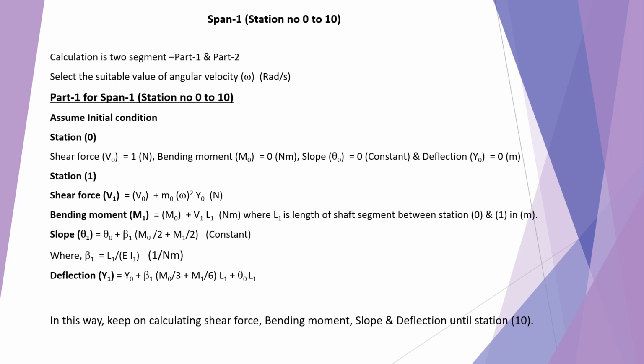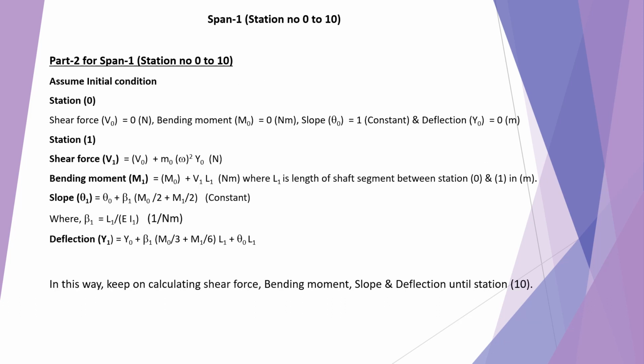At station 1, the shear force V1 is equal to V0 plus M0 omega square into Y0. Bending moment M1 is equal to M0 plus V1 L1. Slope theta 1 is equal to theta 0 plus beta 1 into bracket start M0 by 2 plus M1 by 2 bracket close, where beta 1 is equal to L1 upon EI1. Deflection y1 is equal to y0 plus beta 1 into bracket start M0 by 3 plus M1 by 6 bracket close into L1 plus theta 0 L1. In this way, keep on calculating shear force, bending moment, slope and deflection until station number 10.